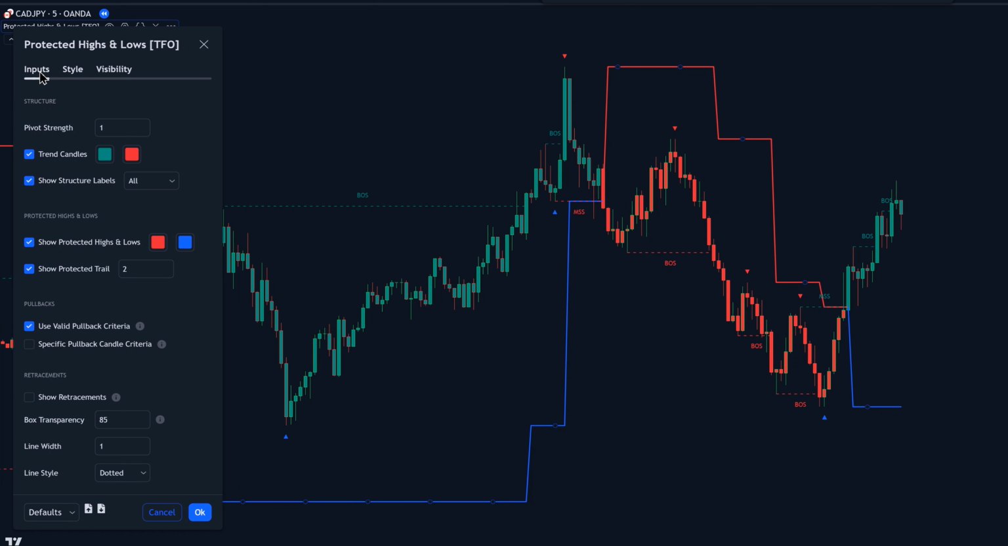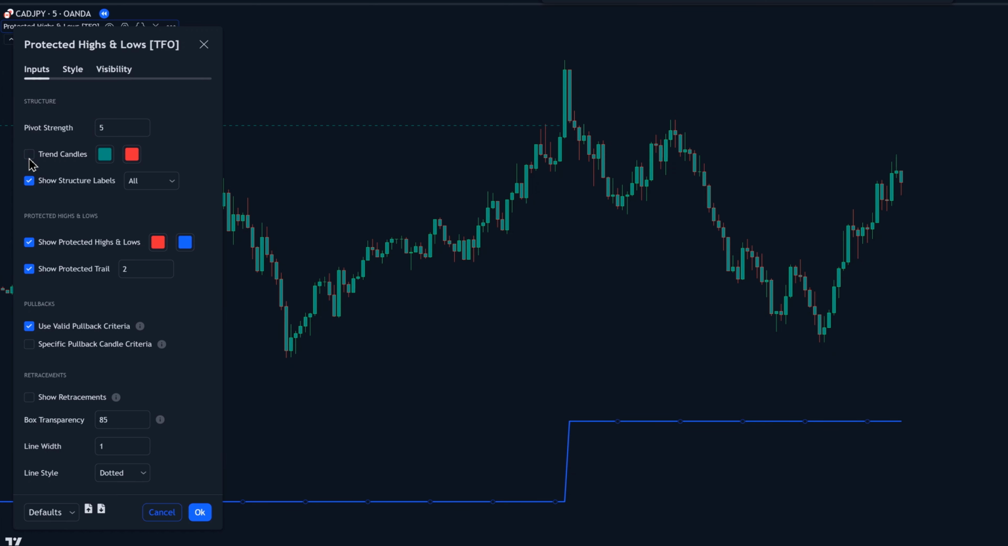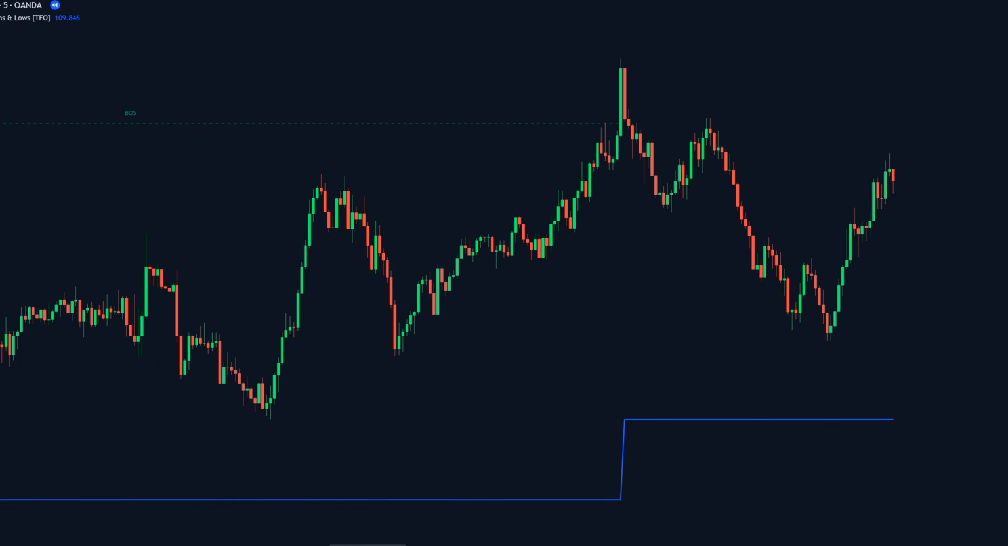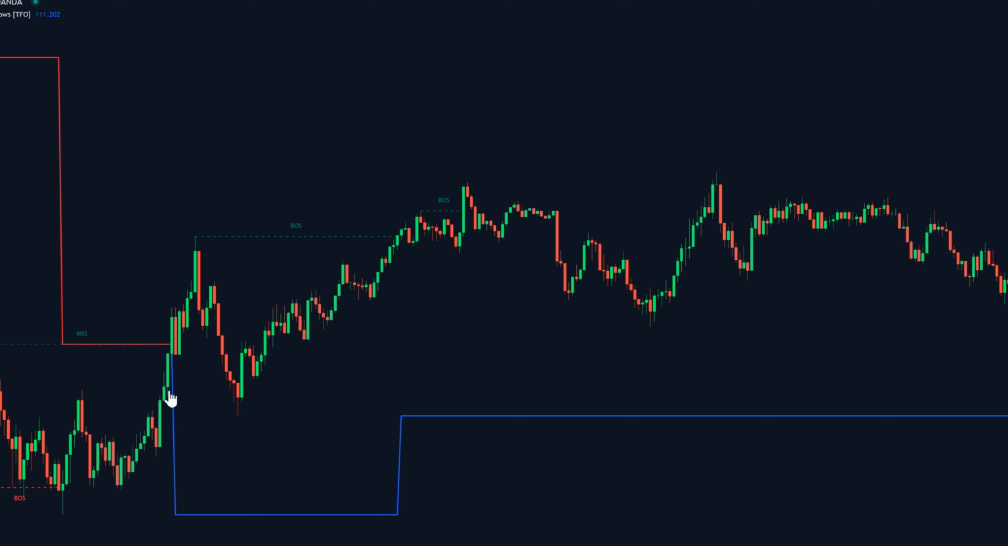On the Inputs tab, you want to change the pivot strength to 5. We're going to disable the Trend Candles option. We're also going to disable the Show Protected Highs and Lows option. After that, click OK. Next, we will explore how we can use this indicator to trade.